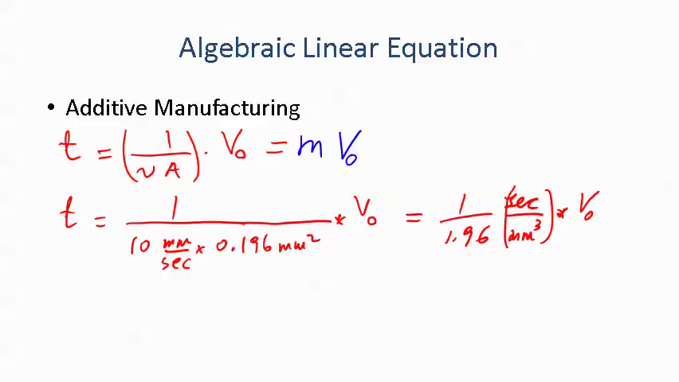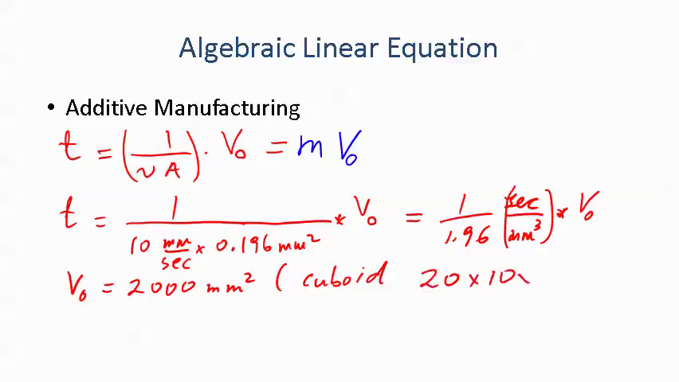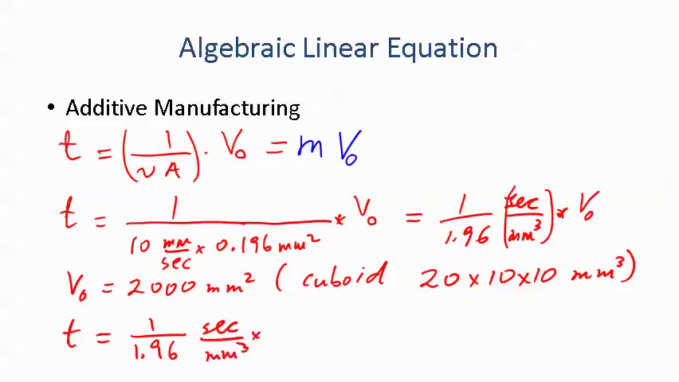If the volume of this object, let's say, is 2000 cubic millimeters, which is a cuboid of dimensions 20 times 10 times 10 cubic millimeters, then the time that is required to print this object will be 1 over 1.96 seconds per cubic millimeter times 2000 cubic millimeters, which turns out to be 1020.4 seconds, or 17 minutes.